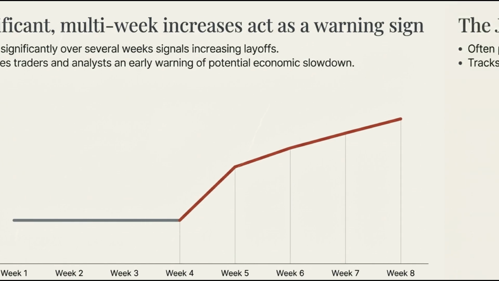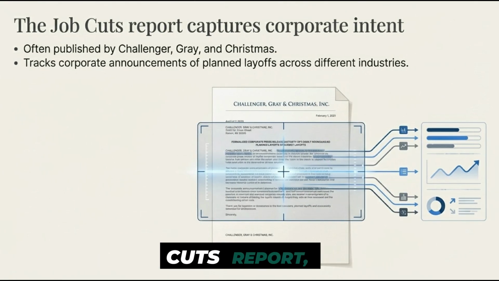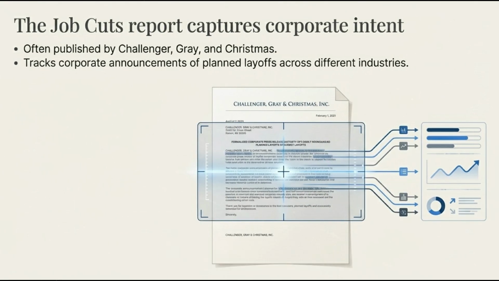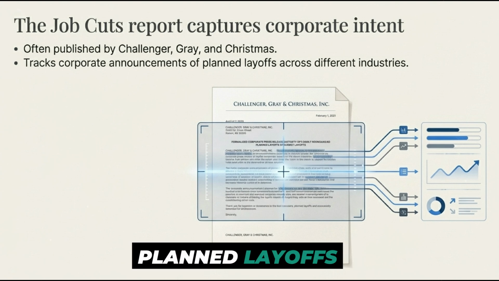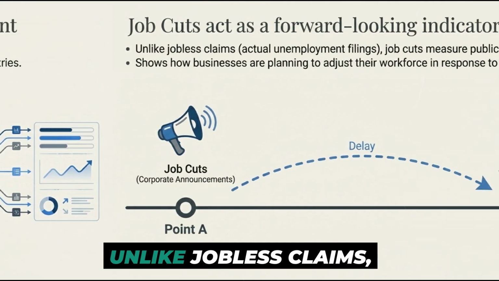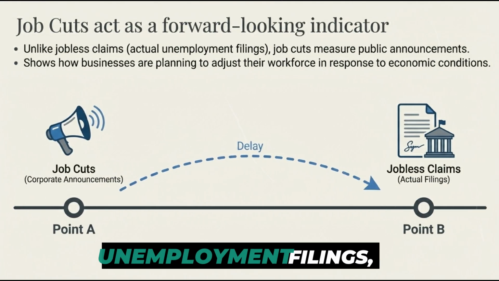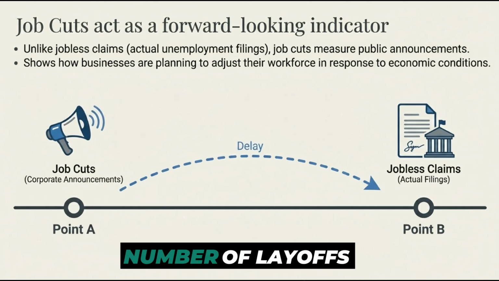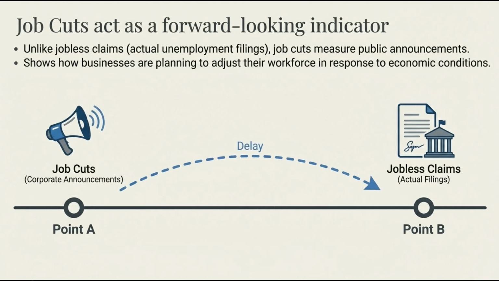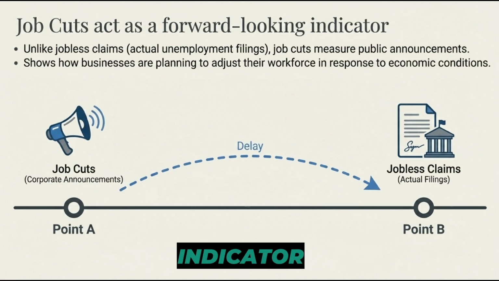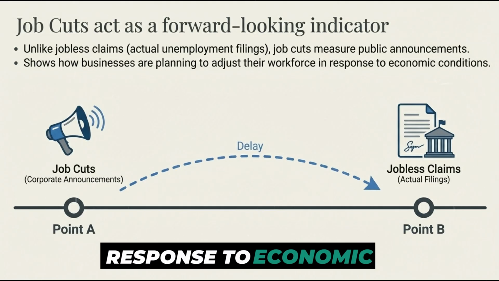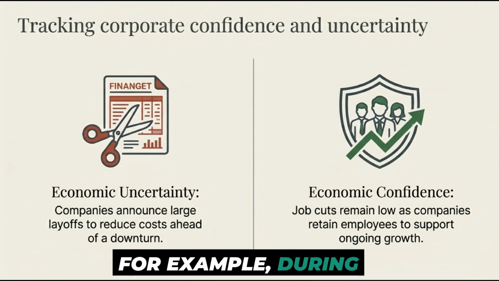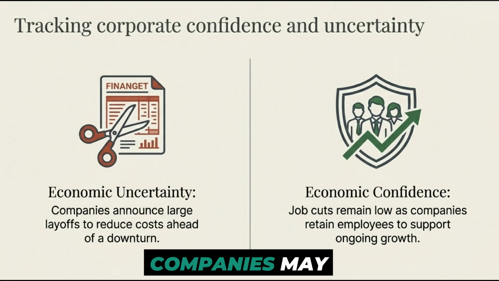in the economy. Another useful indicator is the job cuts report, often published by Challenger, Gray, and Christmas. This report tracks corporate announcements of planned layoffs across different industries. Unlike jobless claims, which measure actual unemployment filings, job cuts measure the number of layoffs that companies announce publicly. This makes job cuts a forward-looking indicator because it shows how businesses are planning to adjust their workforce in response to economic conditions. For example, during periods of economic uncertainty, companies may announce large layoffs in order to reduce costs.